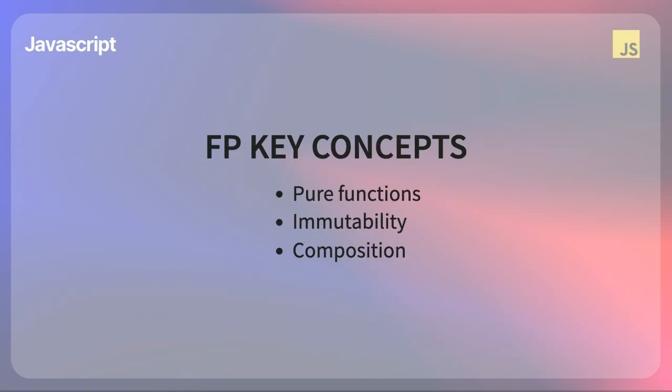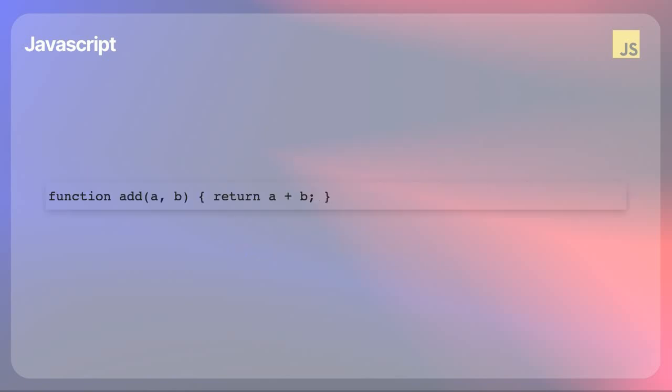Let's dive into 3 core FP concepts. A pure function is one that always returns the same output given the same inputs. Let's see an example of a pure function in JavaScript.